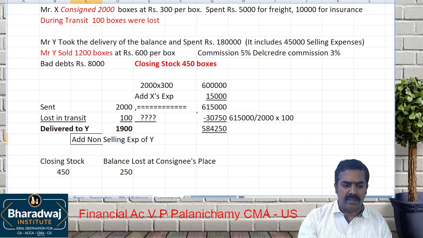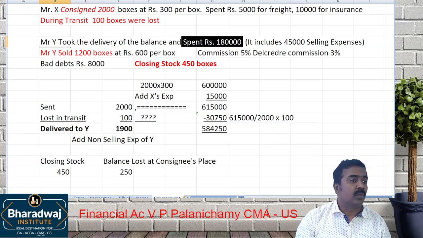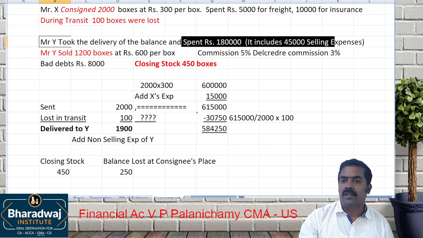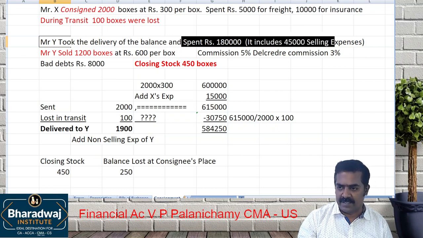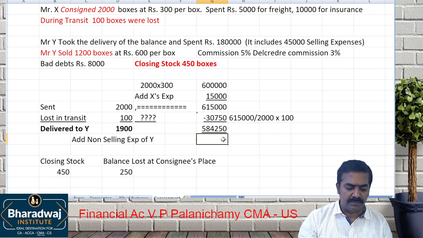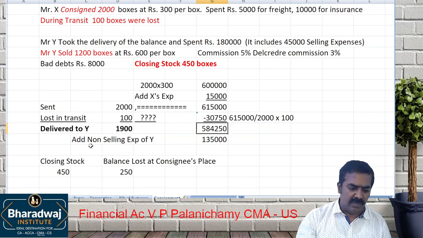Non-selling expense of Y. How much he spent? 1,80,000, which includes 45,000 selling expenses. So for non-selling expense, 1,80,000 minus 45,000 will give us 1,35,000. That you will add to get the total cost of 1,900 boxes.